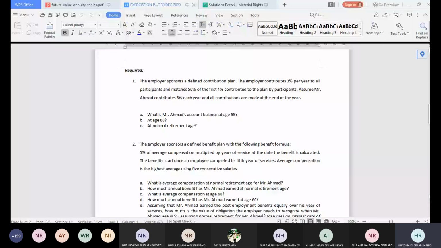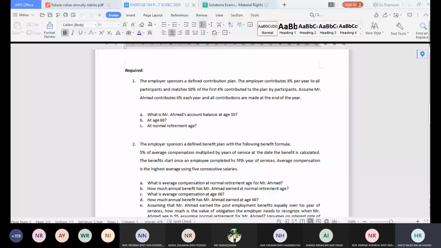It's not fixed. So you need to calculate first, and the formula is basically 5% of the average compensation. That will give you the annual benefit, and of course multiply by the number of years in service. So the annual benefit will be 5% of the average compensation, multiplied by how many years you have been in service.